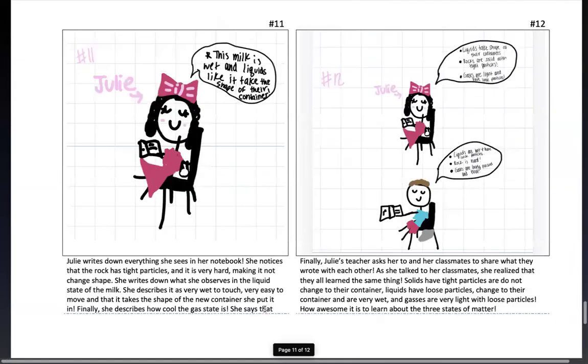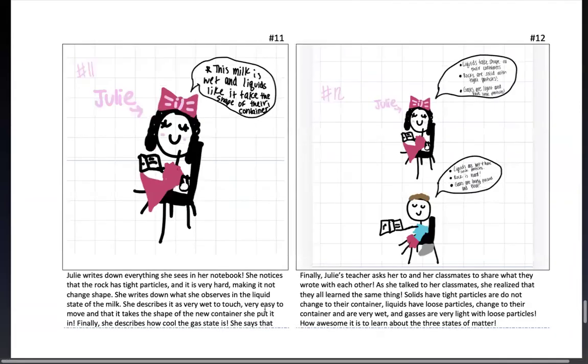Finally, Julie's teacher asks her and her classmates to share what they wrote with each other. As she talks to her classmates, she realizes that they all learned the same thing. Solids have tight particles and do not change to their container, while liquids have loose particles and change to their container and are very wet, and gases are very light with loose particles. How awesome it is to learn about the three states of matter.